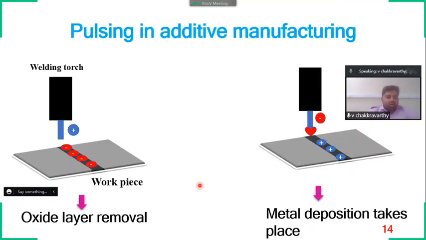Generally whenever we are depositing a component, the polarity plays a very crucial role. In the case of straight polarity, generally the electrode will be connected with the negative terminal and the substrate will be connected with the positive terminal. When we are going to lay a first layer, wherever it is connected with the negative terminal, the avalanche free flow of electrons will be taking place. So the electrode will emit a lot of free electrons, and those free electrons are carried by the argon gas.